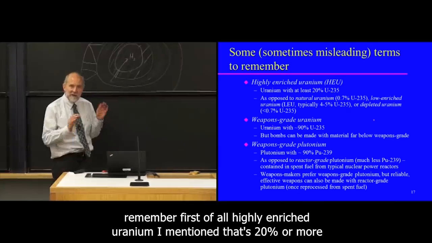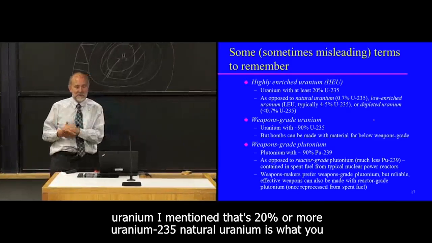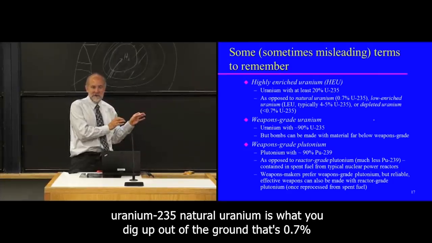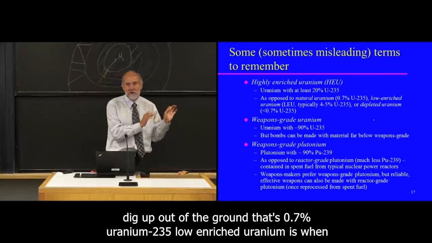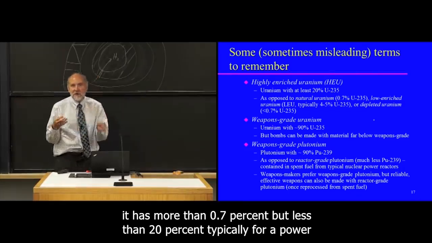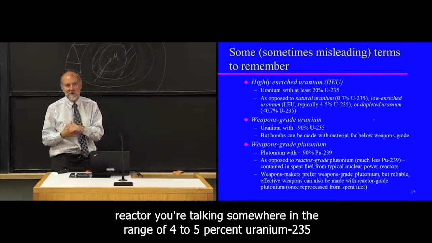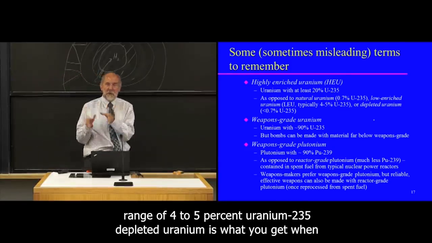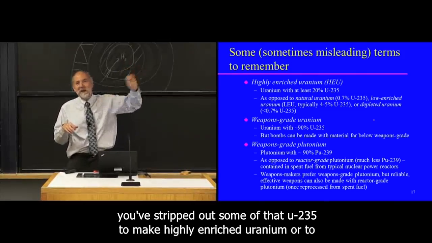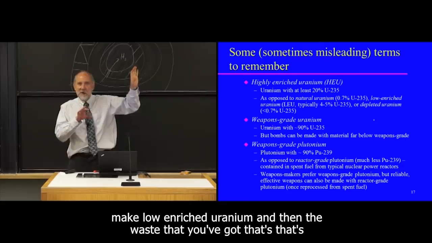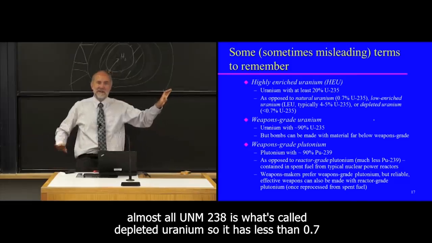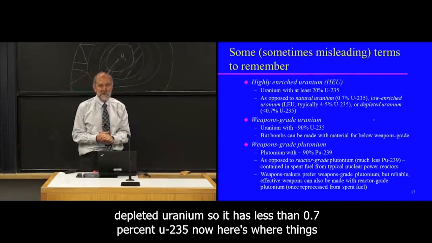First of all, highly enriched uranium, I mentioned, is 20% or more uranium-235. Natural uranium is what you dig up out of the ground. That's 0.7% uranium-235. Low enriched uranium is when it has more than 0.7% but less than 20%. Typically for a power reactor, you're talking somewhere in the range of 4 to 5% uranium-235. Depleted uranium is what you get when you've stripped out some of that U-235 to make highly enriched uranium or low enriched uranium, and then the waste that's almost all uranium-238 is what's called depleted uranium. So it has less than 0.7% U-235.